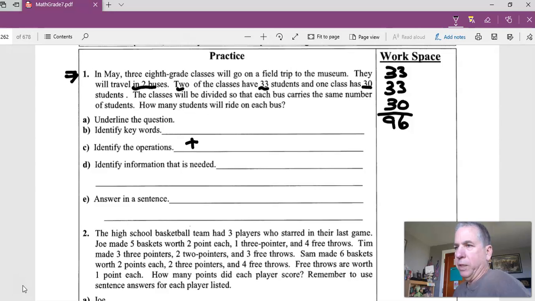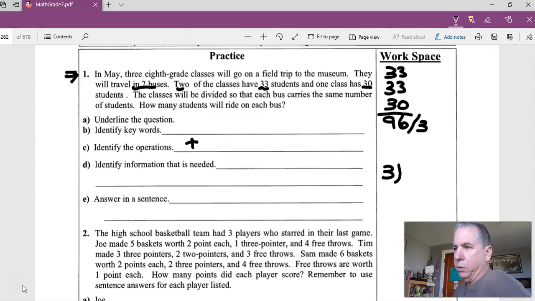The classes will be divided so that each bus carries the same number of students. So how do we now determine how many students on each bus? I hear you. Good. Division. So we need to take that 96 and divide it by 3. And so without using a calculator, we could go 3 divided into 96. Let me give myself a little bit more room here.